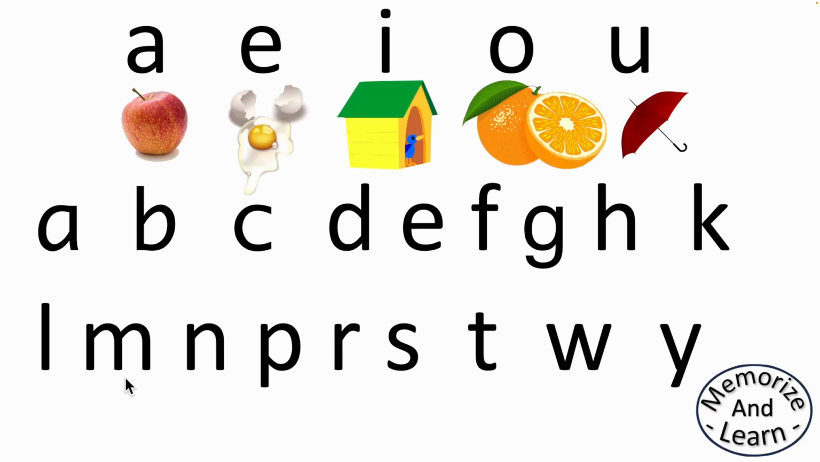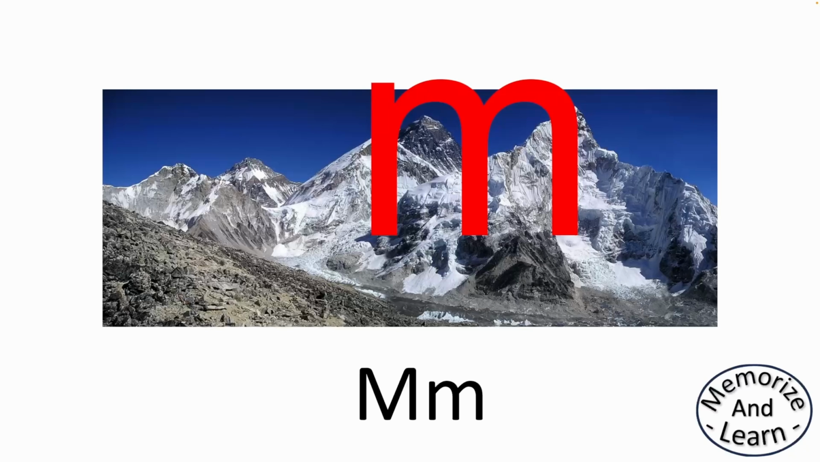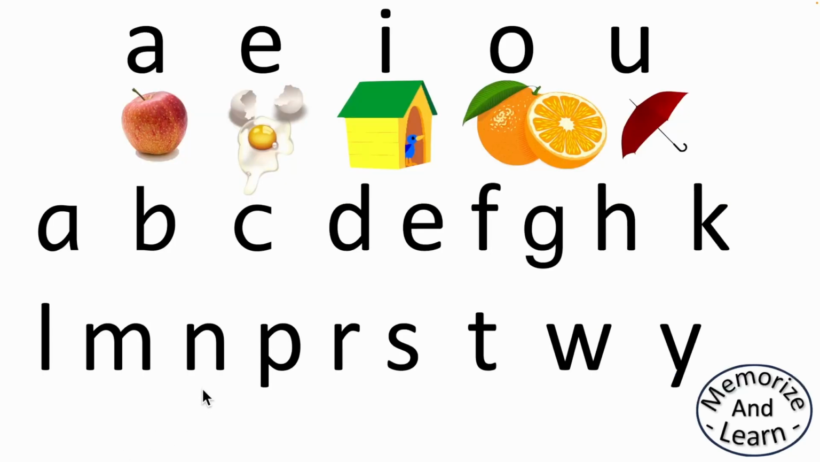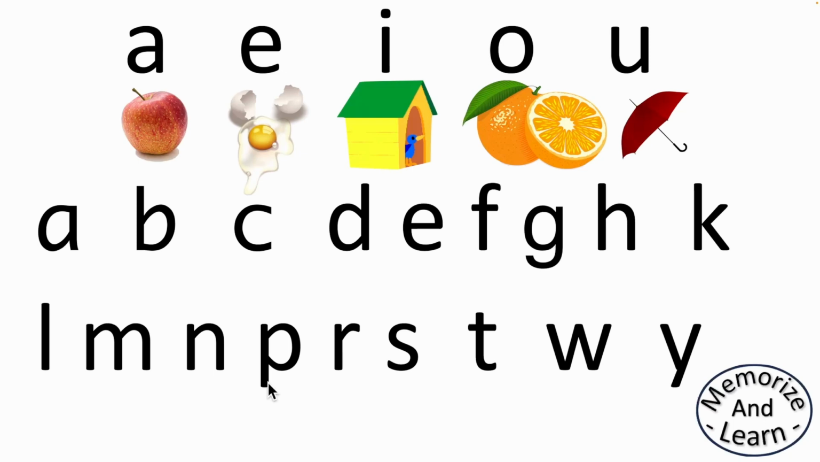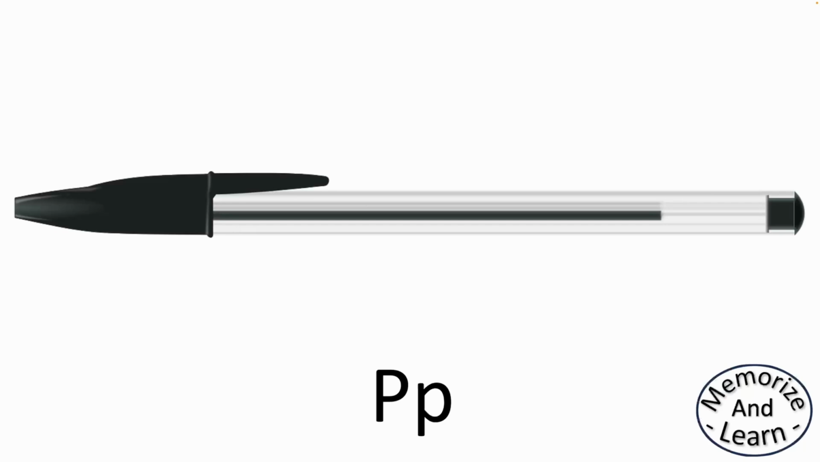M is easy. At the end of the name M, you can hear the sound M. M makes the sound M, like mountain. Mountain begins with the sound M. N is also easy. At the end of the name N, you can hear the sound N. The word nose begins with the sound N. P is easy. At the beginning of the name P, you can hear the sound P. The word pen begins with the sound P.